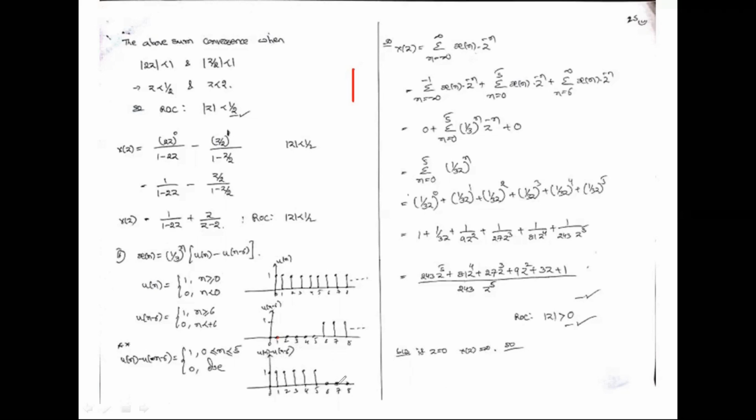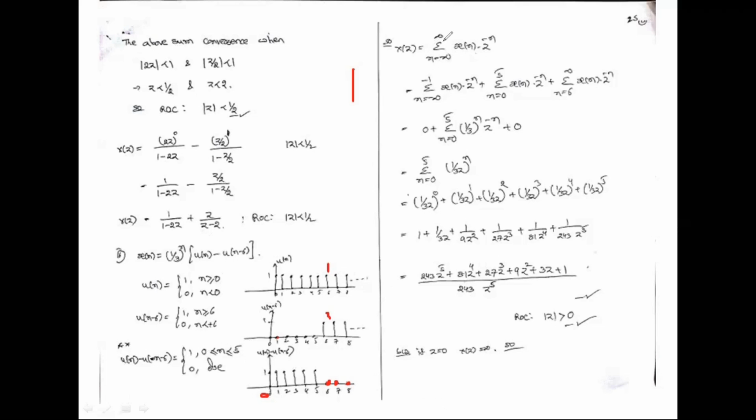From 6 onwards, see here u of n is 1 and u of n minus 6 is also 1. So 1 minus 1 is 0 here. And here also 1 minus 1 is 0. So only it is a range, now from 0 to 5. So u of n minus u of n minus 6 is 1 for the range of 0 to 5.